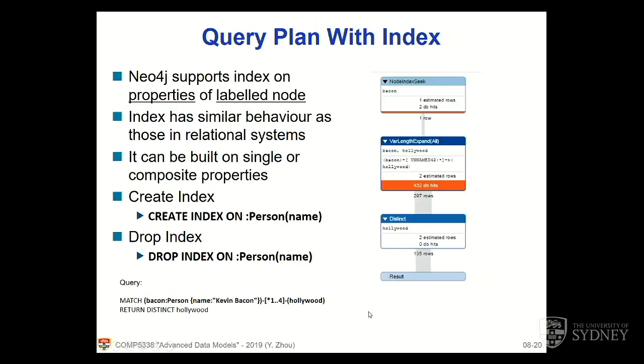Then we need to do an expansion, but here it's not a fixed length expansion because the length could be 1 to 4. It's variable length. So we do a variable length expand starting from the single node, and we find that many matching paths. Then we do a distinct. This is how you get the candidates, and then we do some memory processing. We do distinct and then return the result.